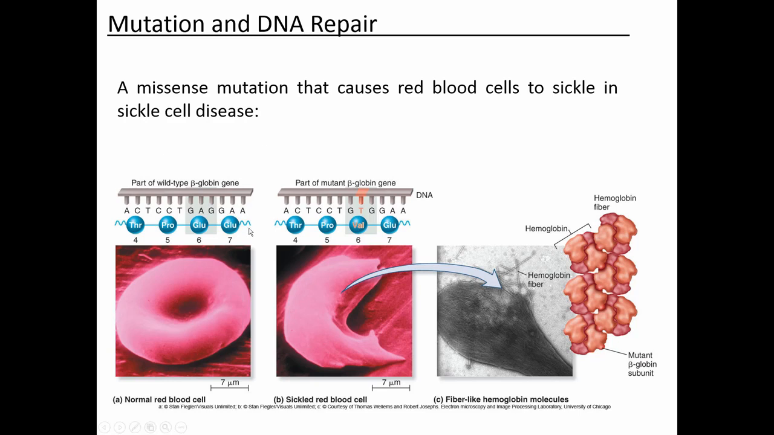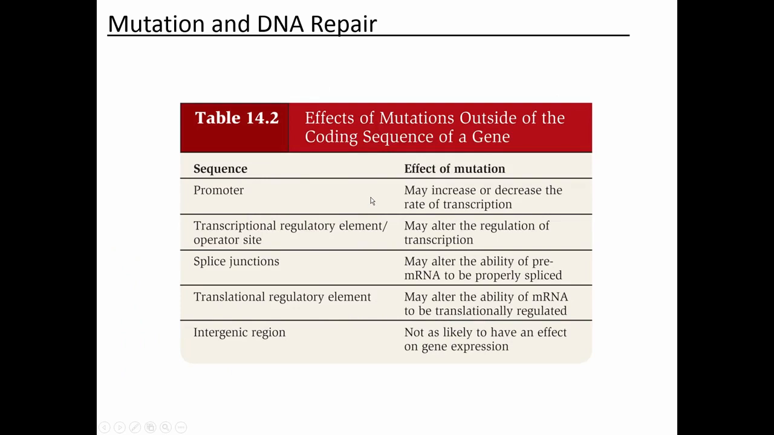But this is the specific example that you guys went through in lab, when you did transcription and translation and compared the normal beta globin gene to the mutant beta globin gene. Okay, so then you can also have mutations that are outside of the region that actually codes for the protein.